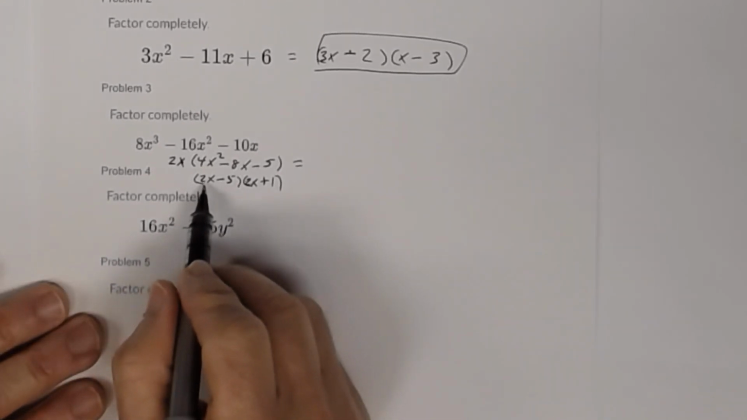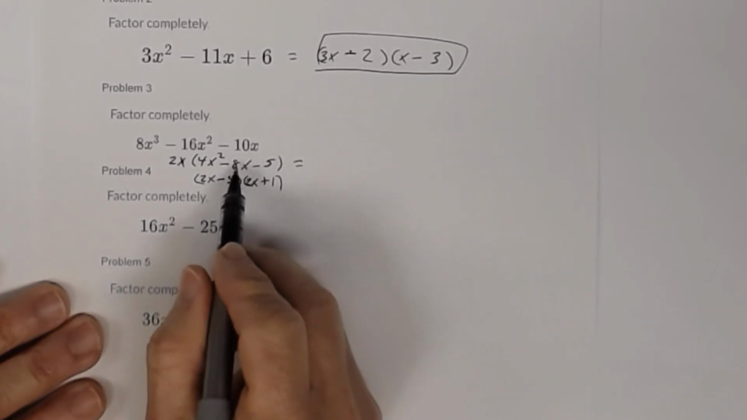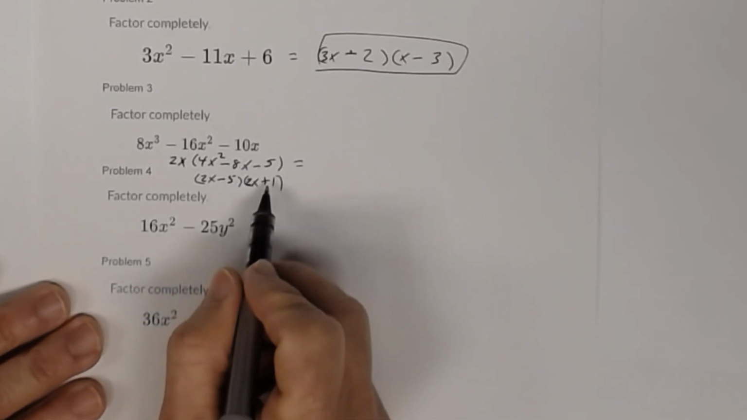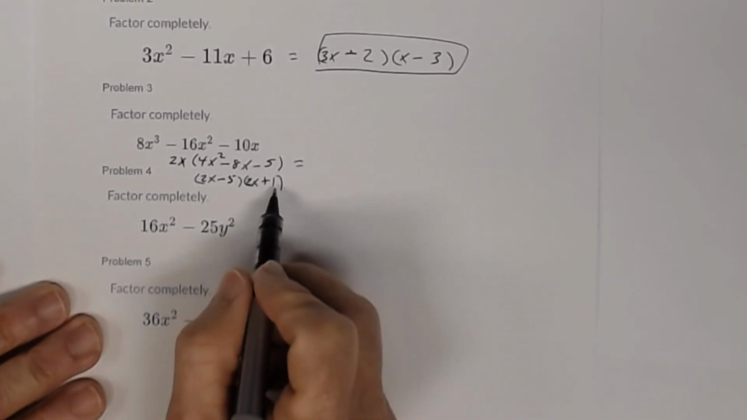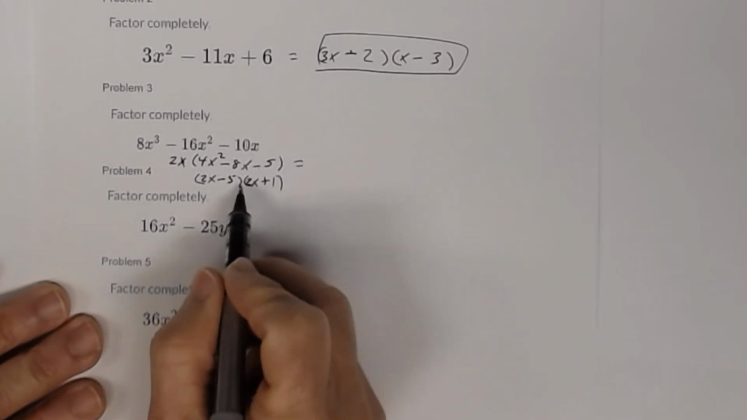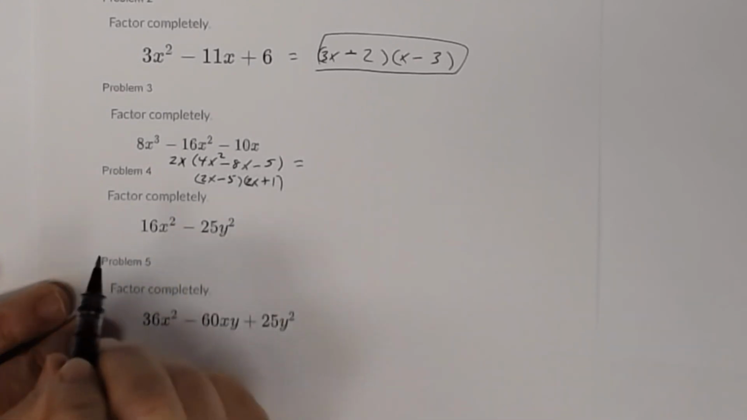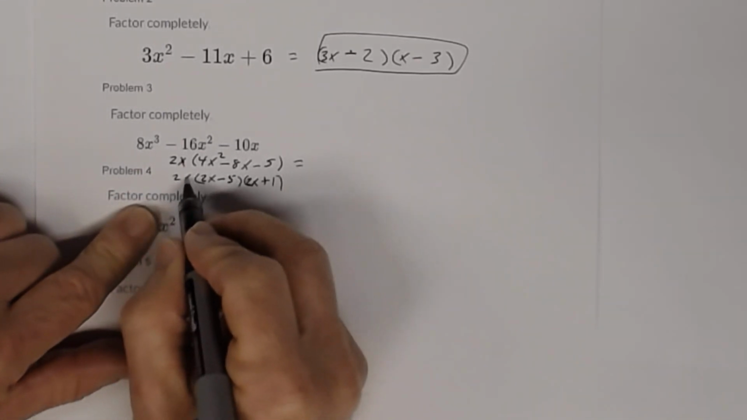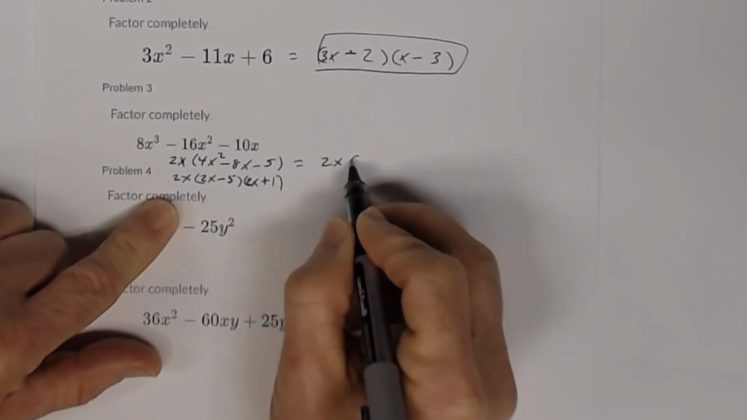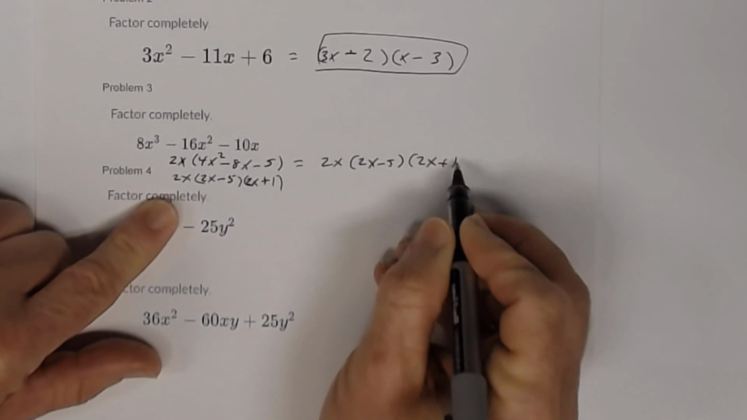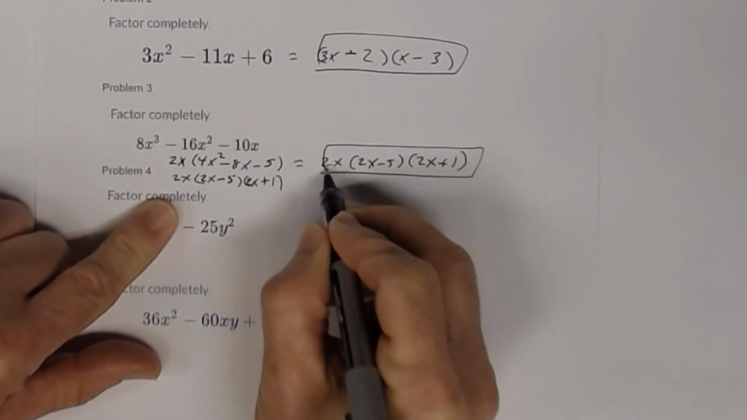And let's check ourselves. Remember, you want that negative 8x in that middle term. So the outer is a positive 2x, and the inner is a negative 10x, and when you add them up, you get negative 8x. All right, and so the answer, don't forget the GCF, so I'm going to put that here. So the answer is going to be 2x times 2x minus 5 times 2x plus 1.